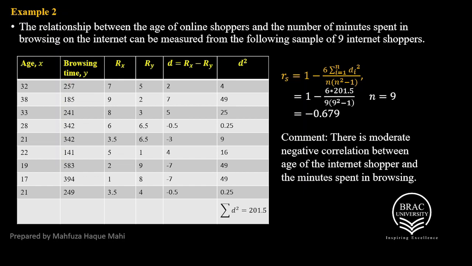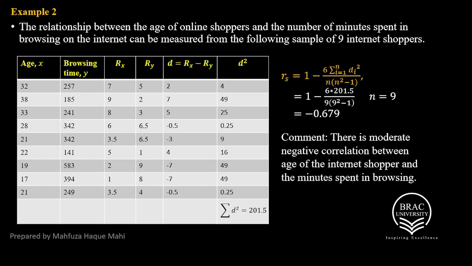So I will assign the lowest value as 1. You can also assign the highest value as 1. But remember, you have to choose the same method for both variables. Now for the age variable, you can see the lowest value is 17 and I am assigning the rank 1 for the value of 17. And the second lowest value is 19 and I am assigning the rank 2 for the value 19.